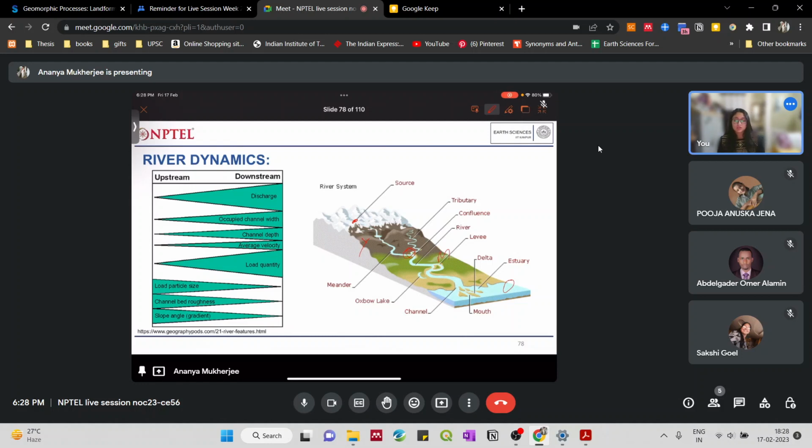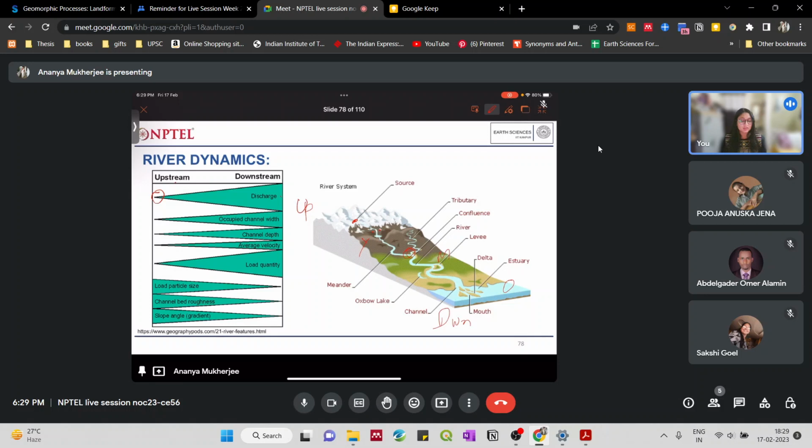Over here you see upstream and downstream. In the upstream, you can see the discharge. What is discharge? Discharge is the amount of water that is flowing through the river channel at any given time. The discharge is much lower in the upstream areas than in the downstream areas.